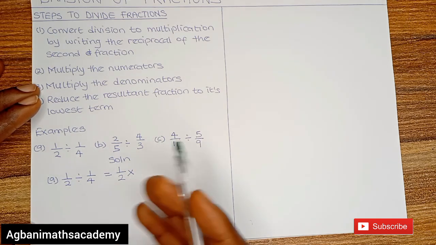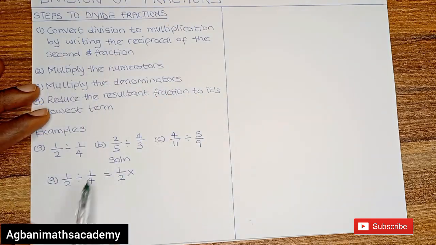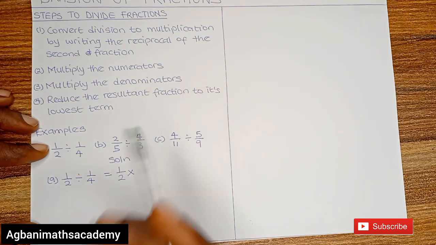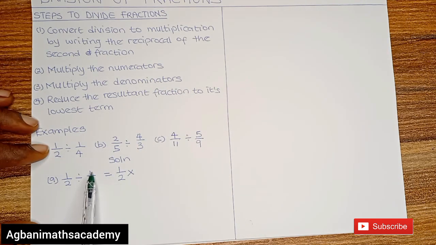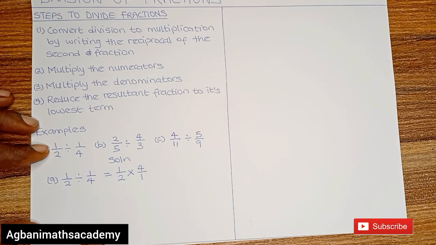So what are we going to do next? By writing the reciprocal of the second fraction. So this is the second fraction, 1 all over 4. The reciprocal of a number simply means making the denominator the numerator and the numerator becomes the denominator. So 1 all over 4 will become 4 all over 1. Okay, so we have converted division to multiplication. Then at this point, we can follow the remaining three steps.